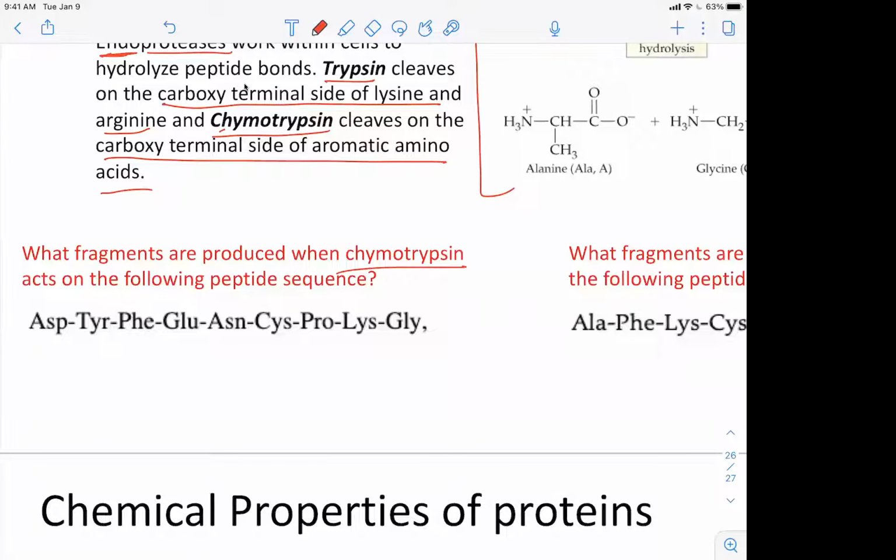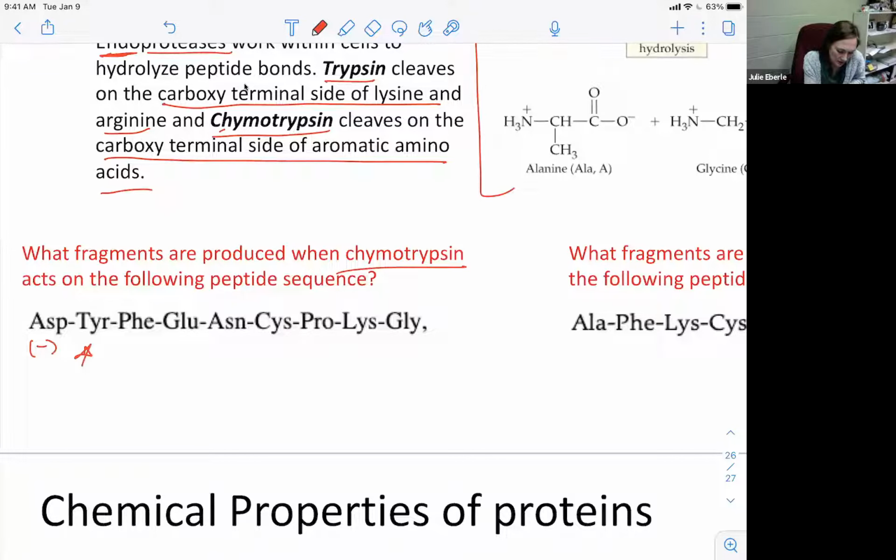No, this one's not. Cameron said it. This would have a negative charge, so that one's not aromatic. What about tyrosine? Anybody remember if tyrosine is aromatic? Yeah, Claire's nodding her head. This one is aromatic, so I'll put a star there. Chymotrypsin will cleave right here.